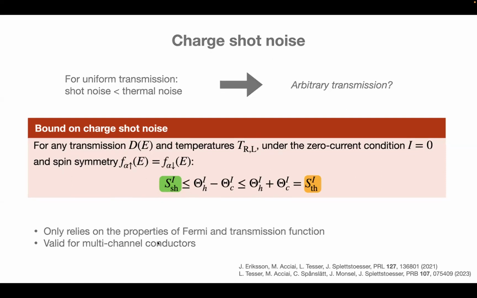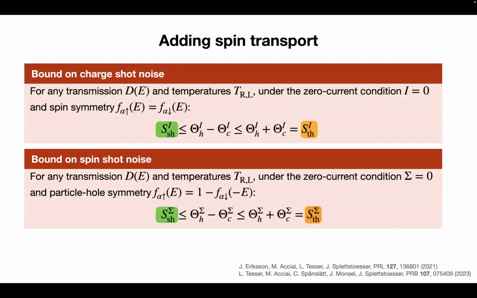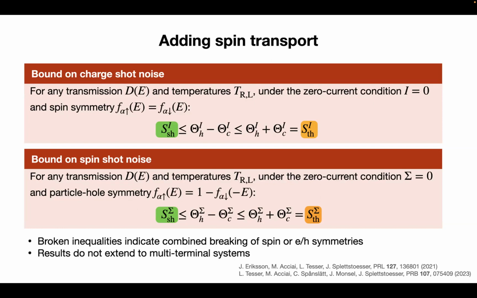Then we moved on and we added spin in the game. So here the conditions are slightly different. What you do is you replace this spin symmetry with this particle-hole symmetry, and then you find basically the same result. So in this part here, you have a combination between, let's say, temperature and voltage biases, and here you have a combination of temperature and spin imbalances, but still the same inequality holds there.